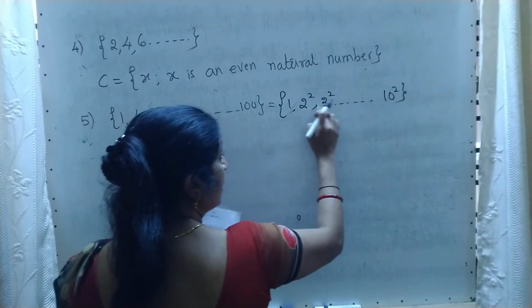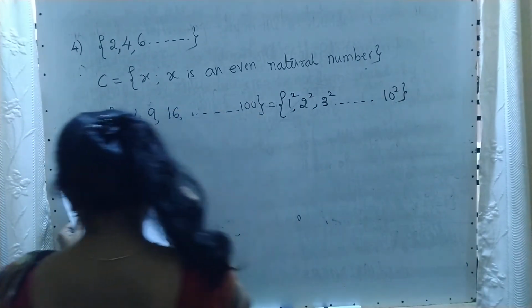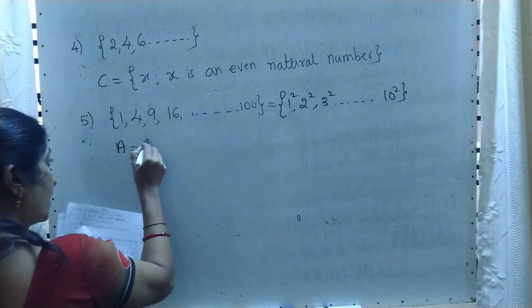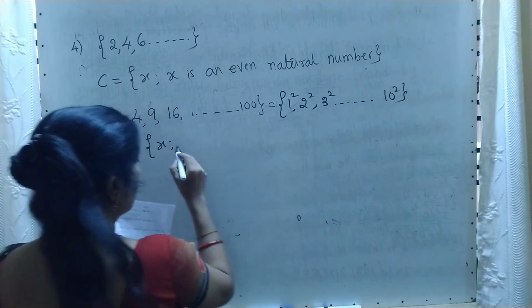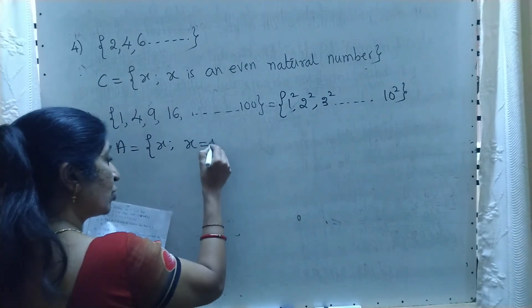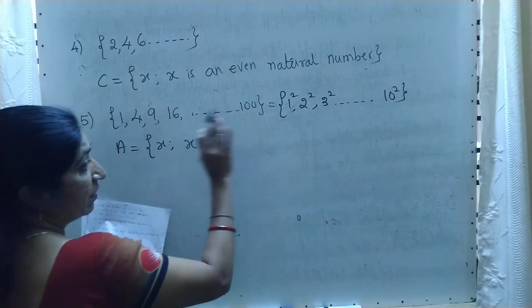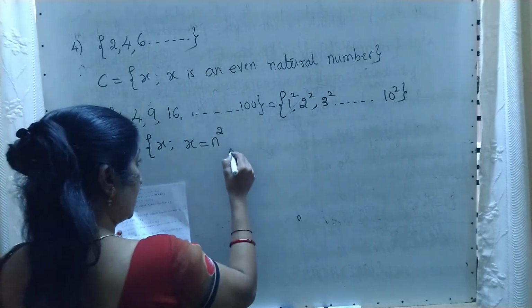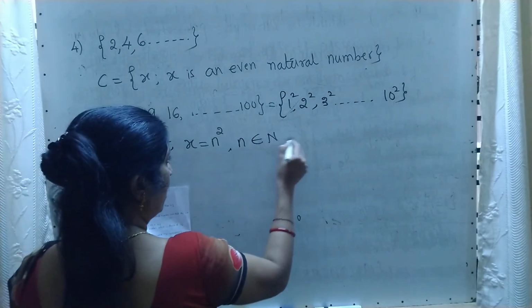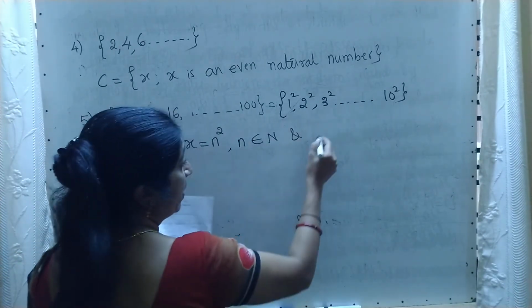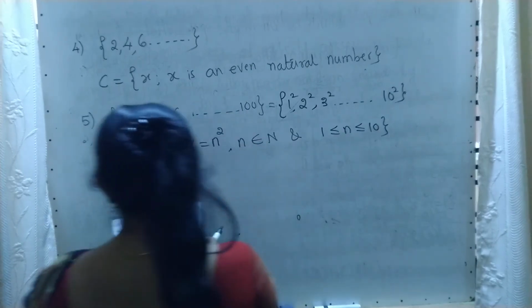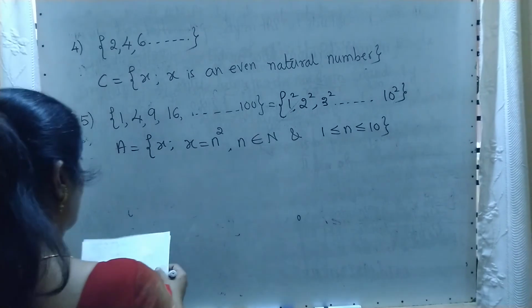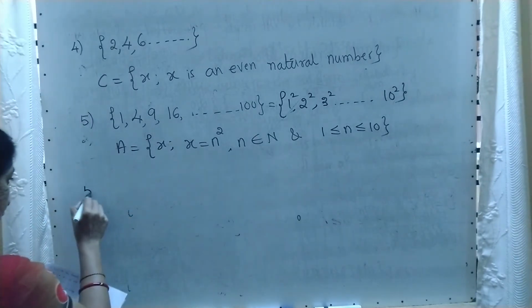Here the base is different, the power is 2. So how do you write then? I am taking x such that the base number is changing, that means it is a natural number, and the power is always fixed. N belongs to N and the base we are using is 1 to 10. See, like that we are using. Moving to the next question, fifth one.